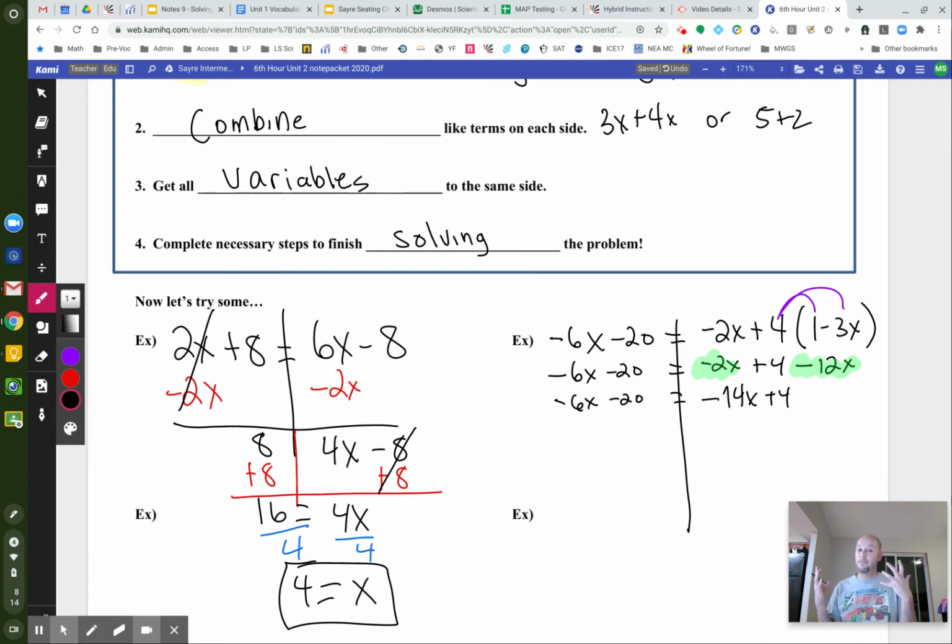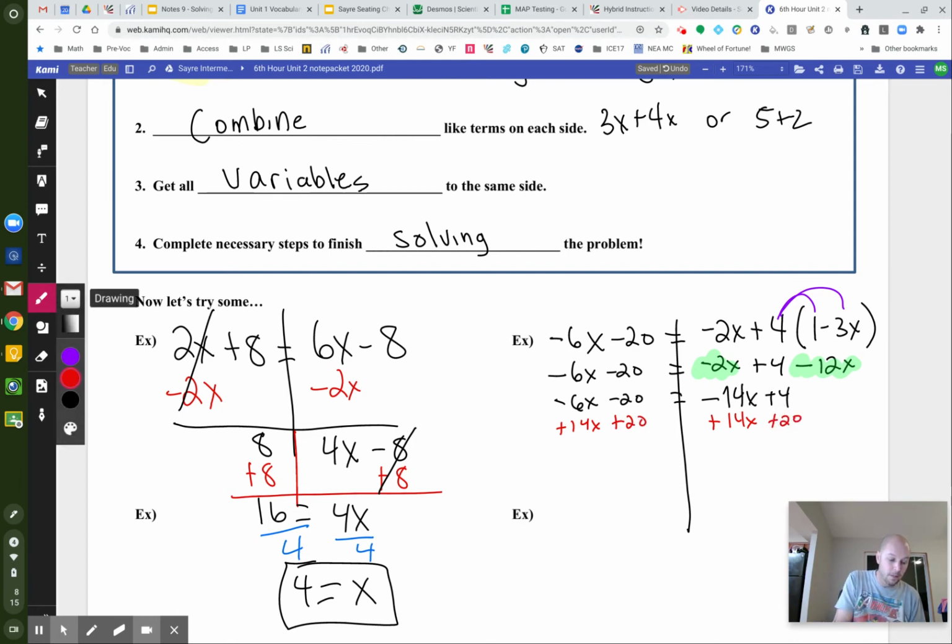So what I'm going to do is move my variables all to one side and my numbers to the other. You can do more than one step at one time. So I'm going to look and see. I have this 14 over here. The opposite of negative 14 is plus 14. So I'm going to add 14x to both sides. And then since I moved my x's to the left, I'm going to move my numbers to the right. So I'm going to add 20 also.